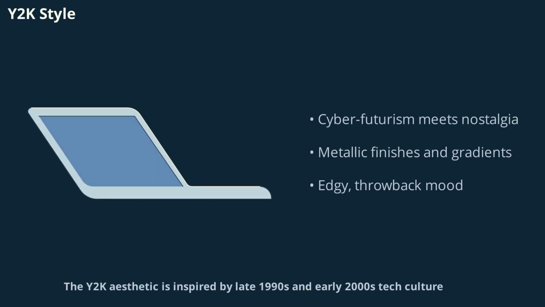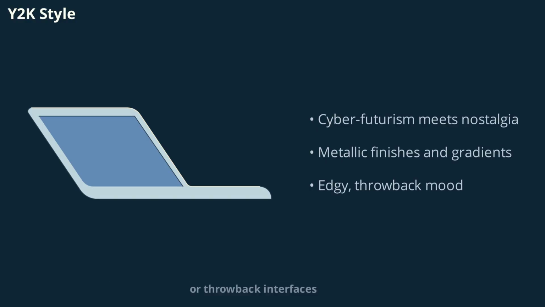The Y2K aesthetic is inspired by late 1990s and early 2000s tech culture, mixing cyberfuturism with millennial pop culture. Think metallics, gradients, and digital gloss. Core elements are chrome textures, pixel fonts, metallic finishes, iridescent gradients, and matrix grids. The mood is futuristic, nostalgic, and edgy, best for fashion branding, tech revival themes, or throwback interfaces.